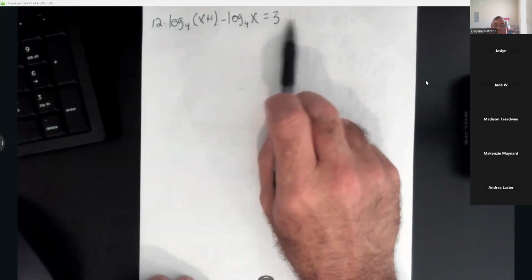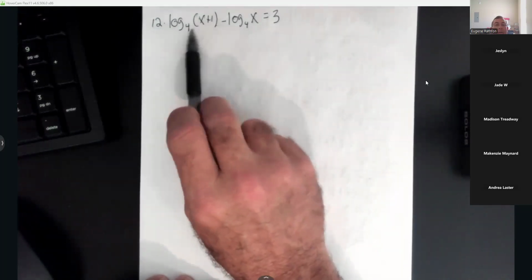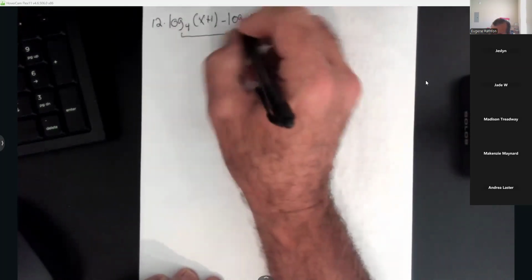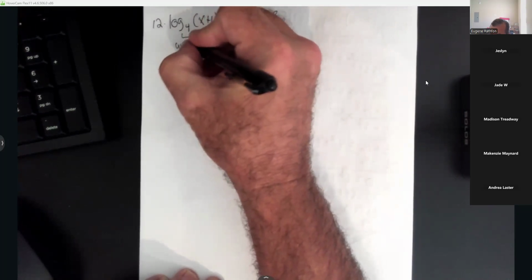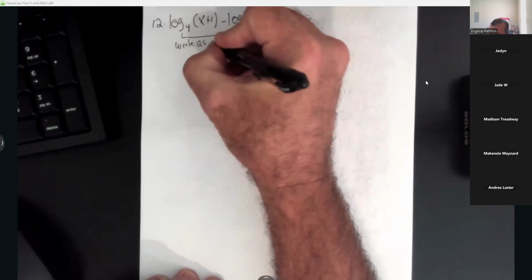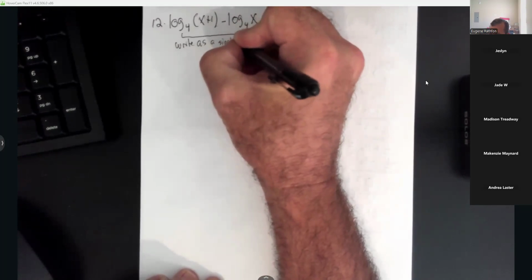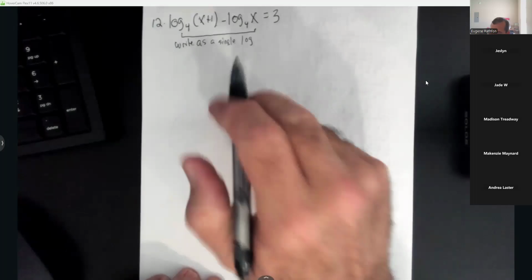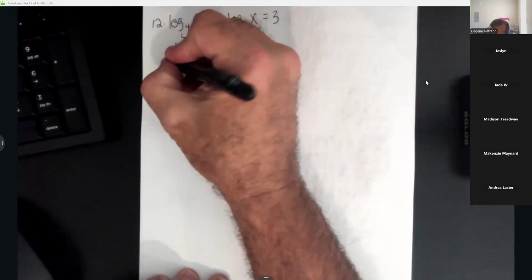Well, I don't have a log on the right side at all, but I do have 2 logs on the left side, and we're going to write these 2 logs as a single log. So write as a single log. And that's always the first thing you want to look at on these logs, okay? So bring out that log 4.